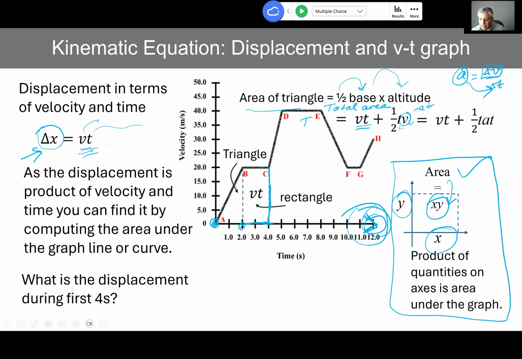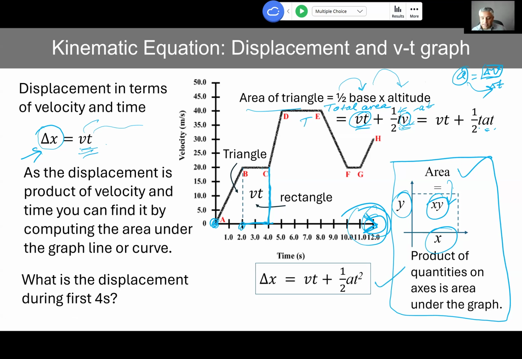So I'm not doing anything to the left side, but on the right side, what I did was I left this t alone and I replaced this v by a times t. So now what do we have? t times a times t. Can I write that as a times t squared?